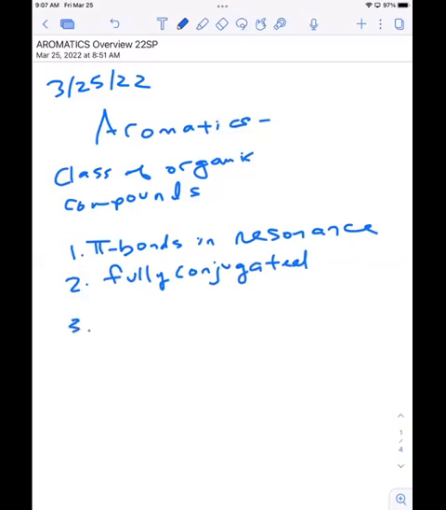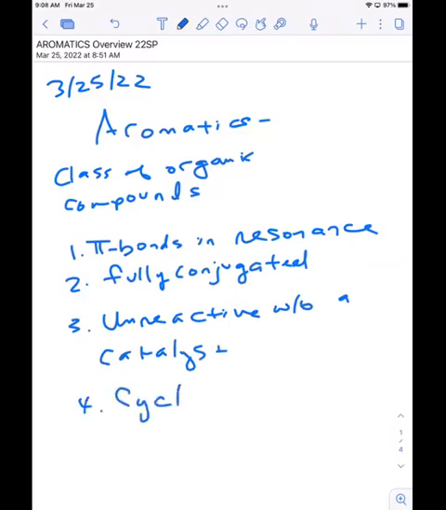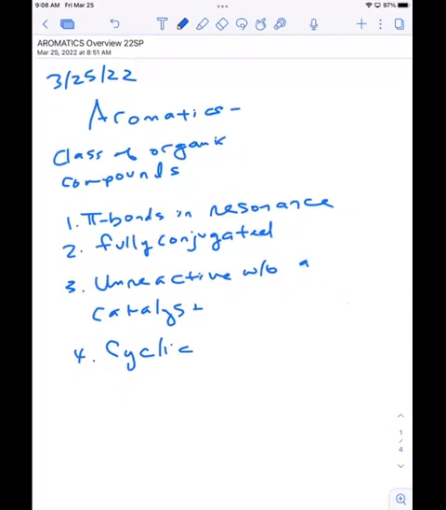Another, and this is not the criteria, I will talk about the criteria shortly, but these are some characteristics of aromatics. They are unreactive without a catalyst. Right, and they're also cyclic. So most of your aromatics are going to be cyclic compounds.